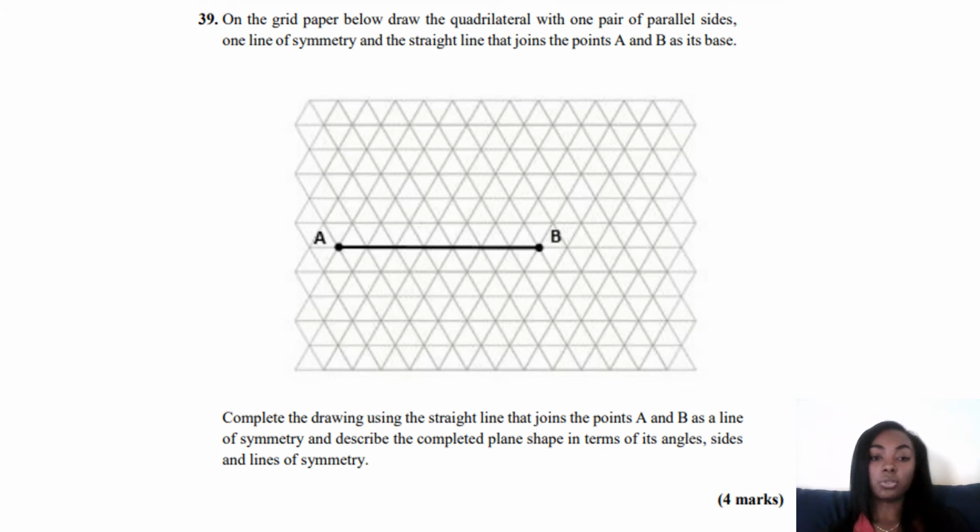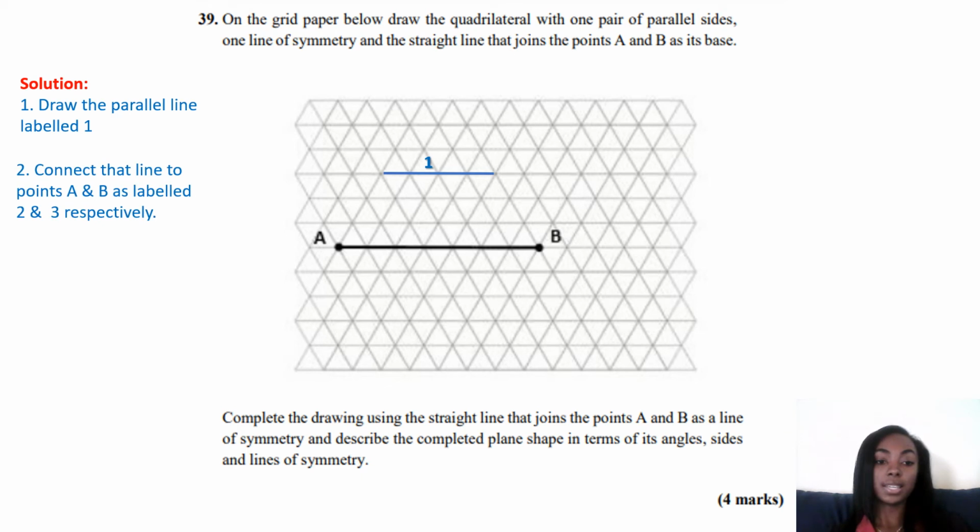Question 39. On the grid paper below, draw the quadrilateral with 1 pair of parallel sides, 1 line of symmetry, and the straight line that joins the points A and B at its base. So the first thing we have to do is draw the parallel line. So I label this line 1. Then we are going to connect that line to points A and B as labeled. So I label them 2 and 3 respectively.